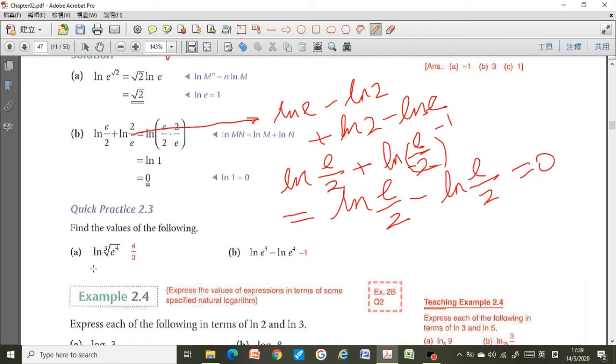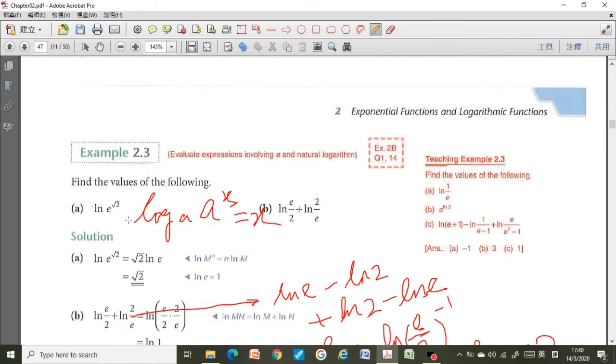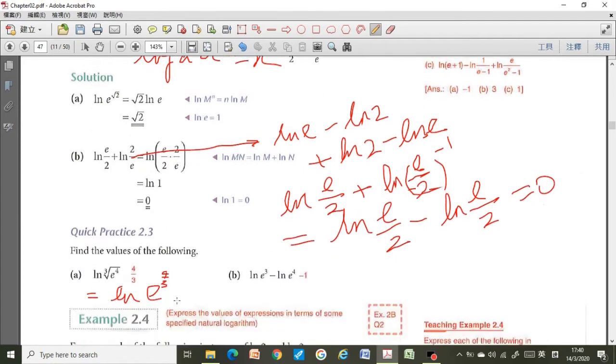Let's look at this one: log of the cube root of e to the power 4. Before doing the logarithm, you must make sure that this one is in the exponential form or index form. So we will write it down as log e to the power 4 over 3. By this one, log base a of a to the power x will become x. So this is 4 over 3.